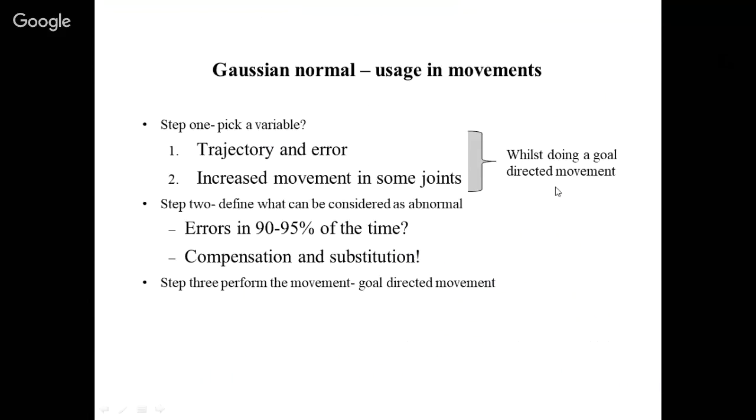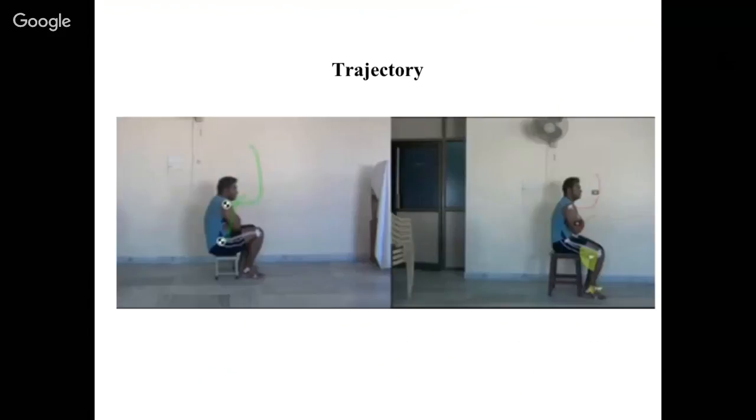The third step is do the movement and then find out whether you have normality or abnormality. Not when you are just lying down or just doing nothing, right? Remember, normal movement by definition, movement is when you are doing a goal directed movement. A goal directed movement, remember, is multi jointed, it is in a particular environment and things like that.